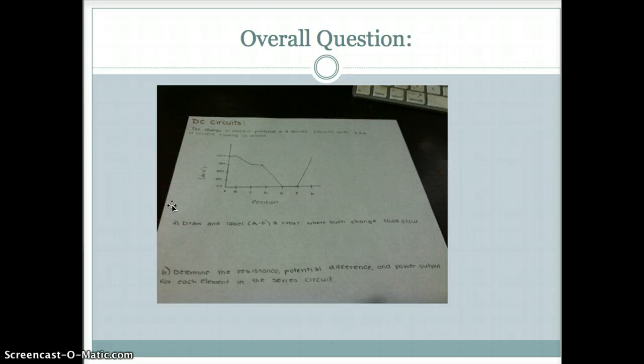So the overall question has two questions in it. One is to draw and label a circuit where such change could occur, and this question is based off of the graph they give you. And then the second question, part B, is to determine the resistance, potential difference, and the power output for each element in the series circuit. And what it means for each element is one element is for the resistor 1, which is like the B and C, and then the other element will be for D and E for resistor 2. But I'll show you that later when I draw the circuit.